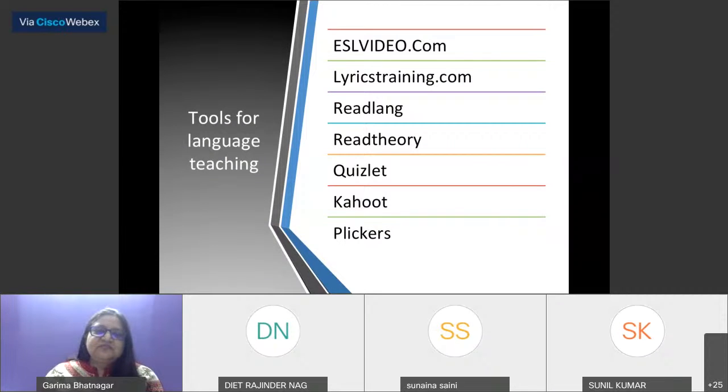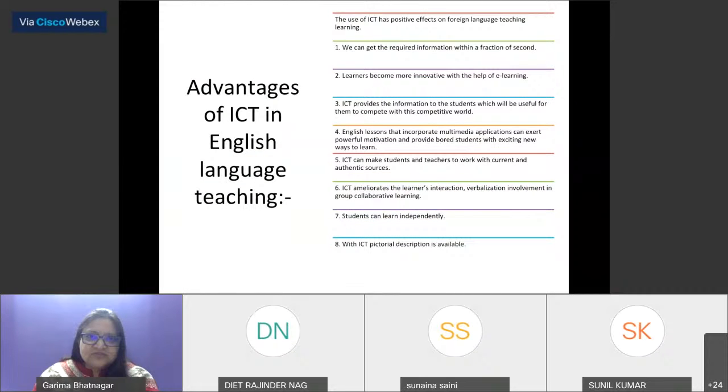These are some of the tools that we could use. I hope you're able to read that. There are 7 of them given over here. And I'll be using two other than these also in the session today. Okay, there are these 8 advantages of using ICT in English language.